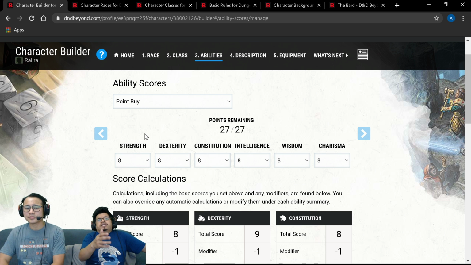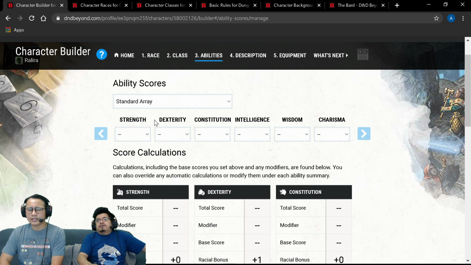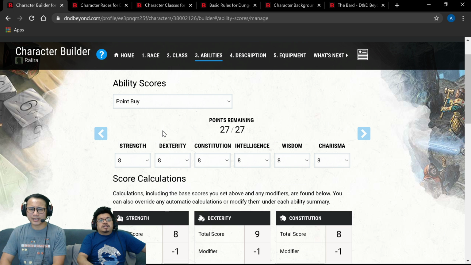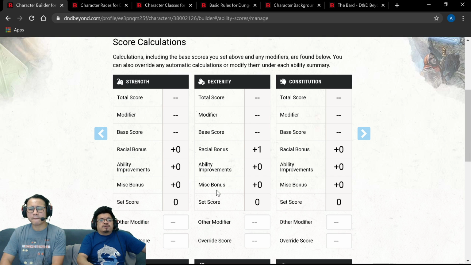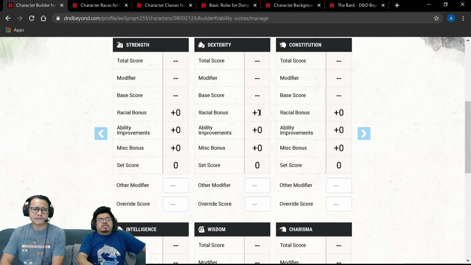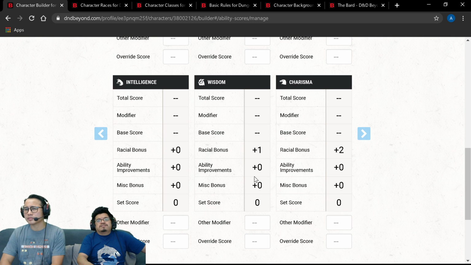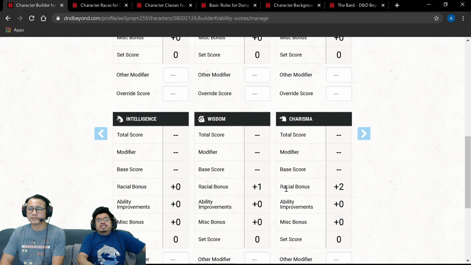Point buy gives us everything starting at 8, and then we have 27 points to play with. We are going to use standard array. It goes into a little more detail, but it's a little easier than manual, but still not as constraining as standard array. I personally am going to use standard array for this one. Before we go on any further, let's see what's helping us here. We have dexterity +1, wisdom +1, because those are the two we chose earlier, and then charisma +2 because of our half-elf. So we definitely want to help out these three the most.